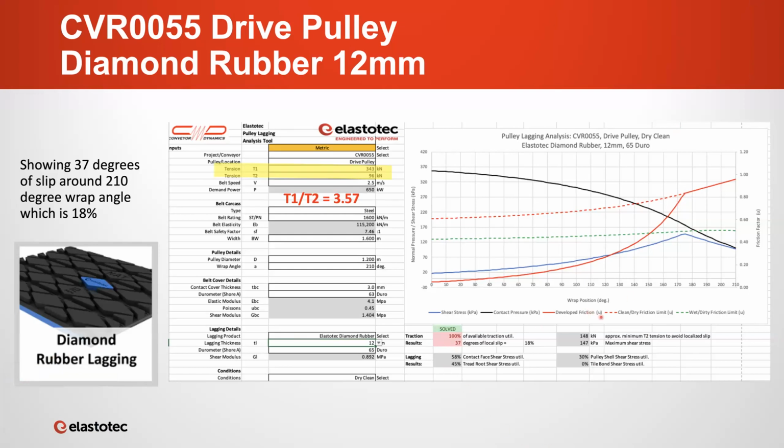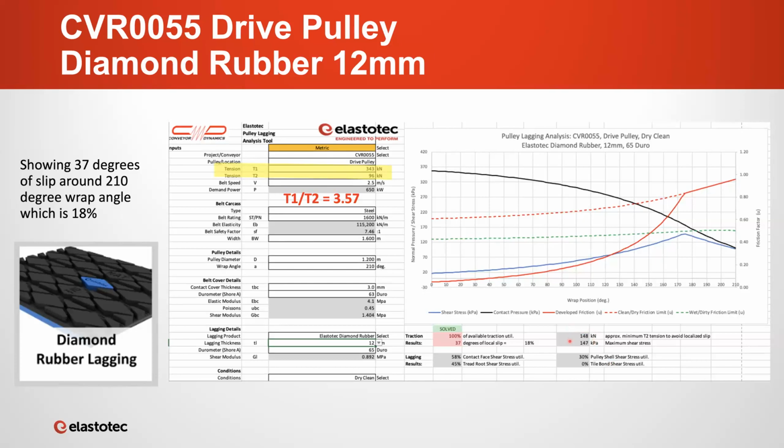Down in the bottom of the table here, these results here, the contact face shear stress, the tread root shear stress, the pulley shell shear stress, and the tile bond shear stress. These are the fatigue results. So long as they're below 100%, it means that the lagging is capable of handling the 5-year service life that's built into the tool.